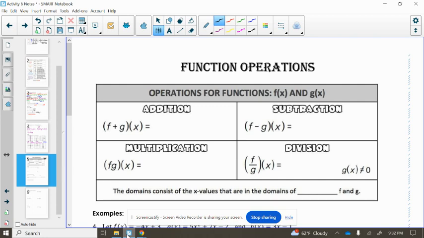Hi everyone and welcome to part 2 of activity 6. Today we are going to talk about function operations.